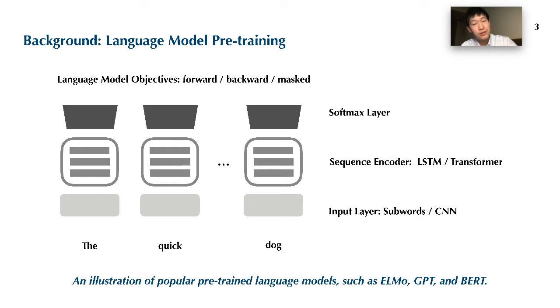Contextual representation models are pre-trained language models. They first project each word of the input sentence into embeddings through an input layer, using either subword embeddings or a character CNN. Then the sequence of embeddings is passed through a sequence encoder, such as an LSTM or a transformer. Then the output vector from the sequence encoder is passed through a softmax layer, creating a distribution over the vocabulary. The model is trained using a language model objective.